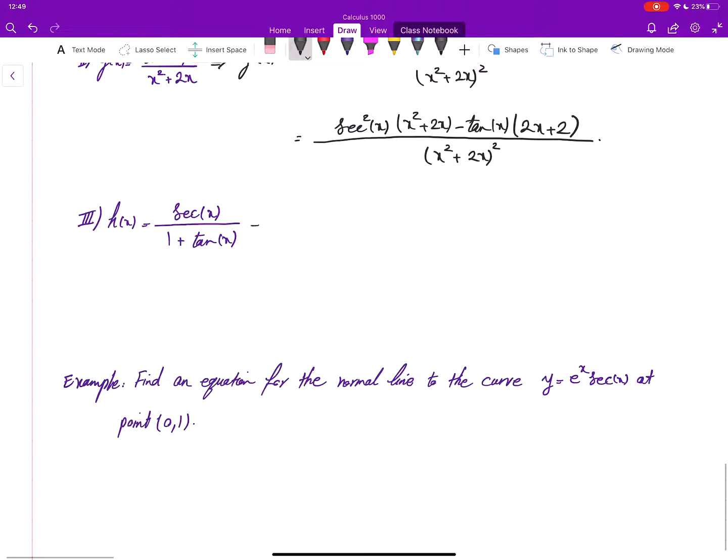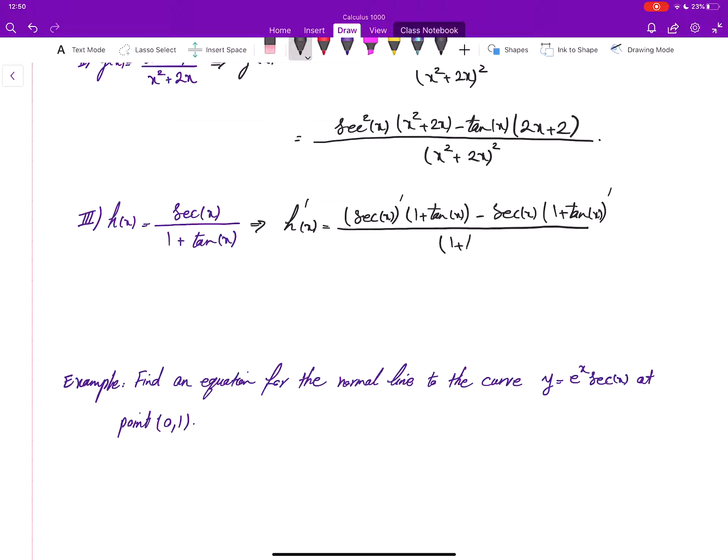Let's do this one. This is again another quotient rule. h prime of x is equal to the derivative of the numerator, secant x prime, times 1 plus tan x, minus the numerator itself, secant x, times the derivative of the denominator, and then the denominator squared. Very nice. And then we find all the pieces of the derivatives here. The derivative of secant x is secant times tan, times 1 plus tan x.